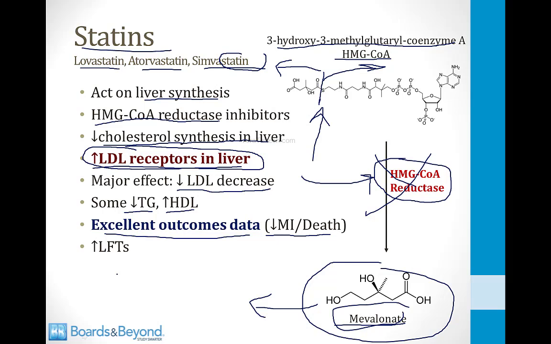An important side effect to know of these drugs is that they can raise the liver function tests, and this is easy to remember because HMG-CoA is found in the liver. HMG-CoA reductase is also found in the liver, so therefore it's fairly straightforward to remember that it's possible for these drugs to cause an elevation of liver function enzymes.